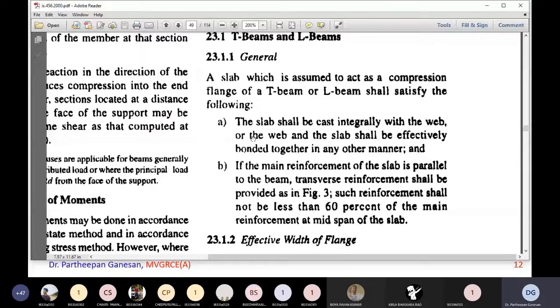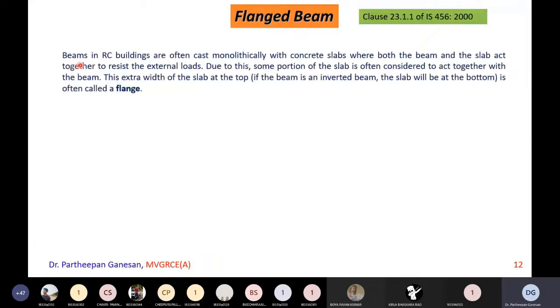Now, this is T-beam. The definition for T-beam and L-beam is given here, right? So all of you refer to page number 36, 23.1. That is T-beam and L-beam. Now here, beams in RC buildings are often cast monolithically with concrete slab, where both the beam and the slab act together to resist the external loads. Due to this, some portion of the slab is often considered to act together with the beam. There is extra width of the slab at the top if the beam is inverted. The slab will be at the bottom, is often called flange.